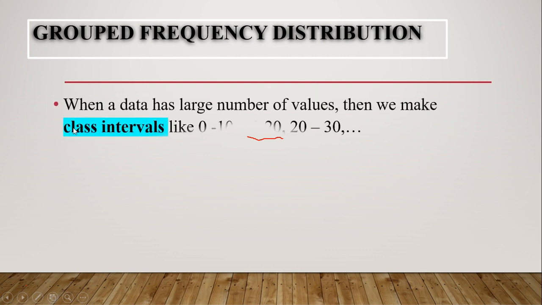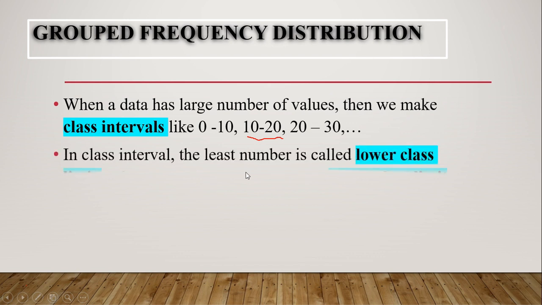When data has a large number of values, we make class intervals like 0 to 10, 10 to 20, 20 to 30 and so on. Here the class intervals are 0 to 10, 10 to 20, 20 to 30.